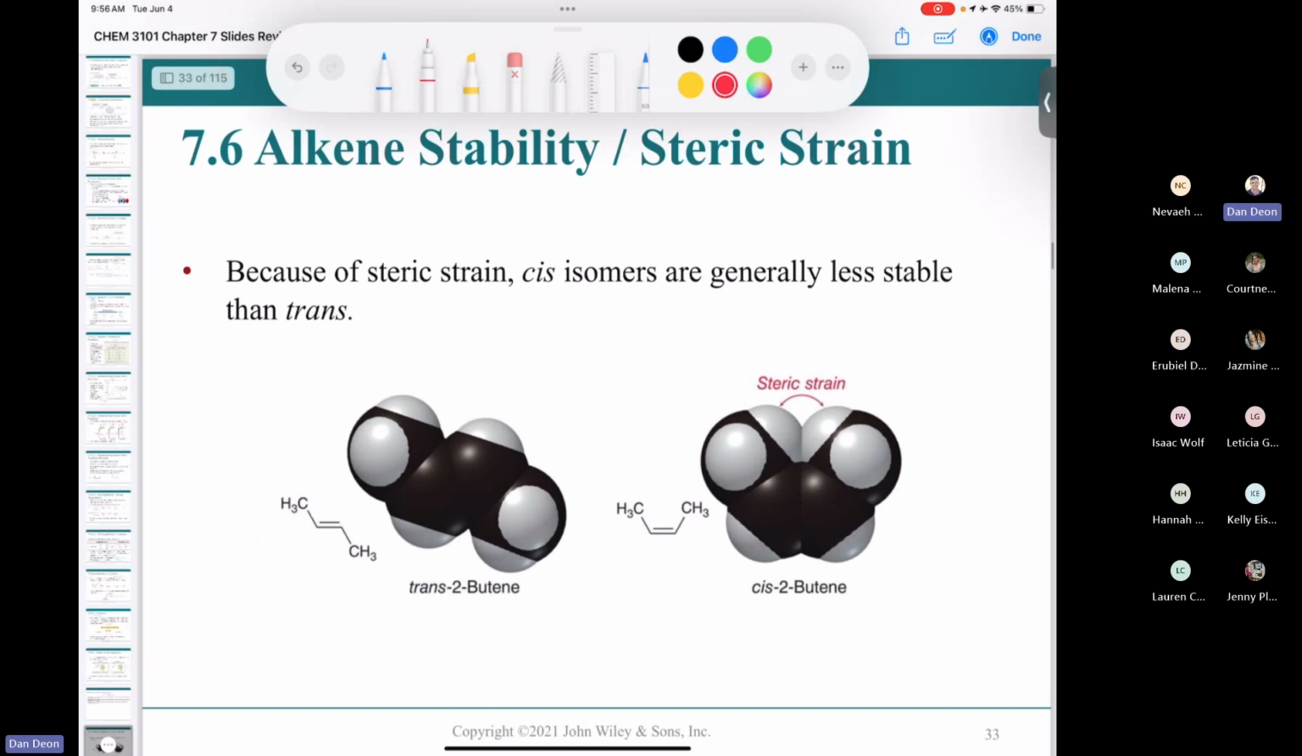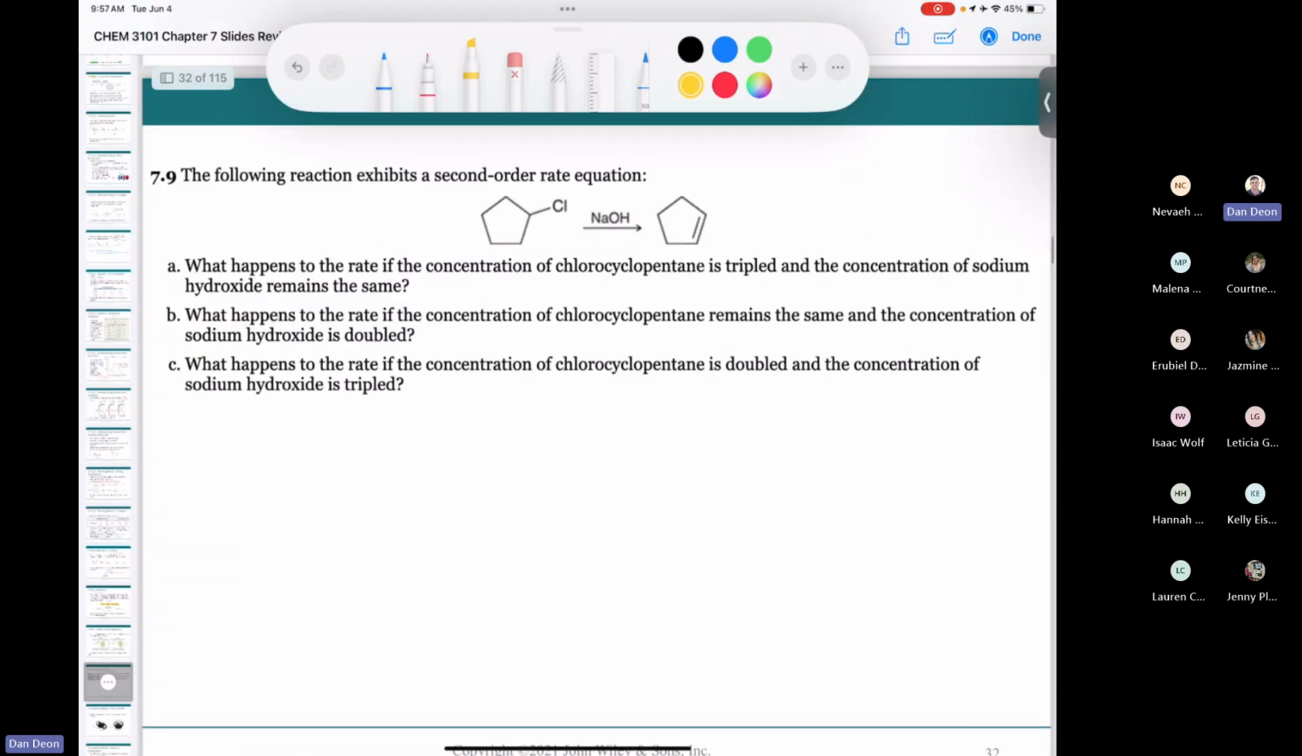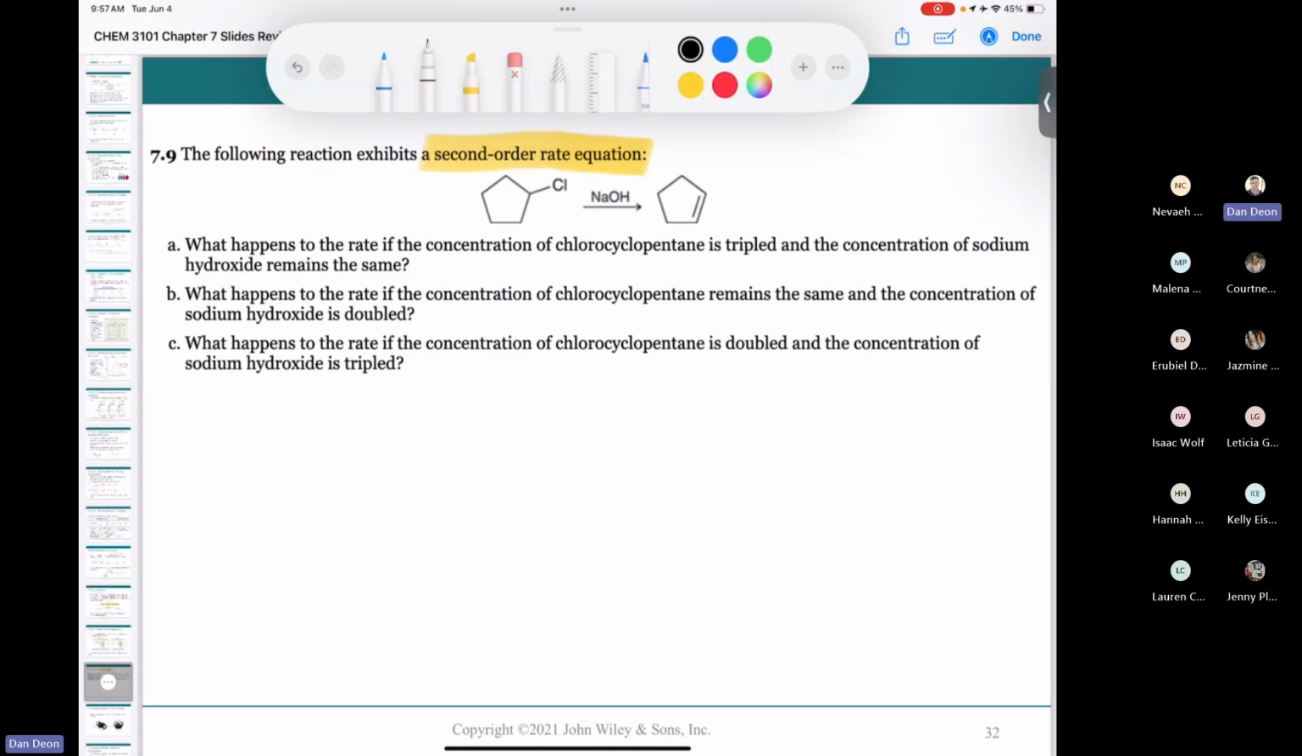So let's take a look at question 7.9. It says the following reaction exhibits a second order rate equation. So what happens to the rate if the concentration of the chlorocyclopentane is tripled and the concentration of sodium hydroxide remains the same? So it's telling us that this is a second order rate equation. So what does that mean? It means that we would say the rate of the reaction is equal to the rate constant multiplied by the concentration of the substrate and the concentration of the base.